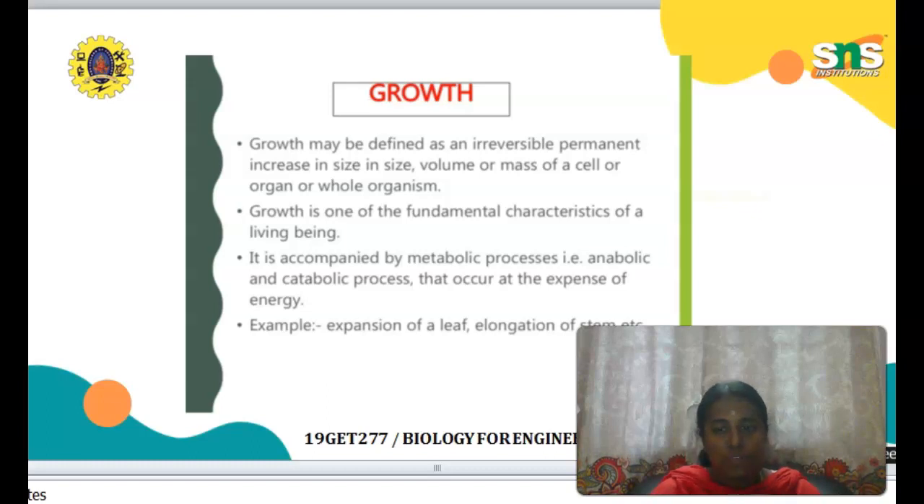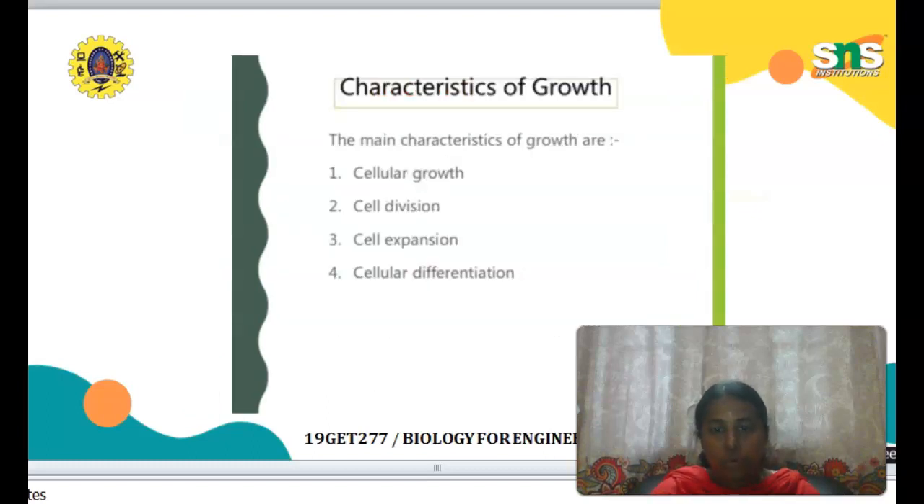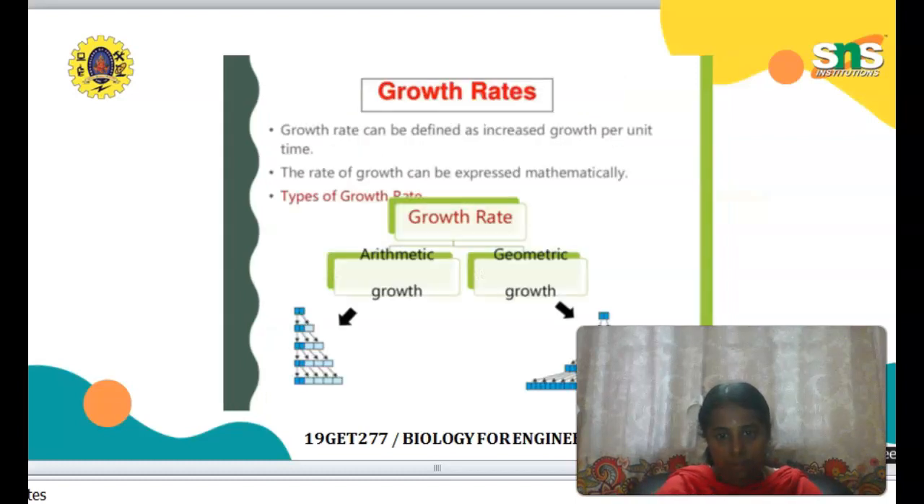Growth. Growth may be defined as the irreversible permanent increase in size, volume, or mass of a cell or organ or whole organism. Growth is one of the fundamental characteristics of the living being. It is accompanied by metabolic processes, that is anabolic or catabolic processes that occur at the expense of energy. For example, expansion of a leaf, elongation of stem, etc.